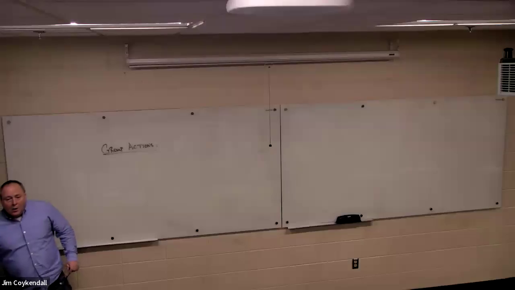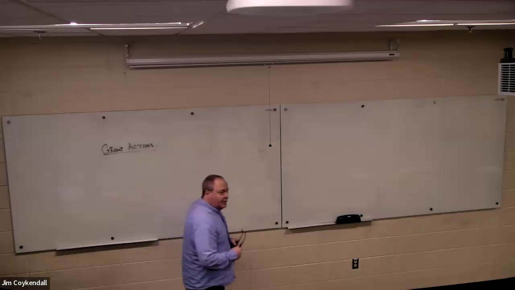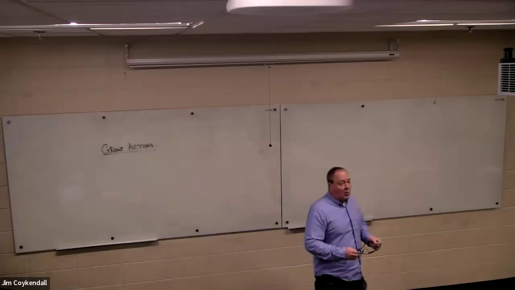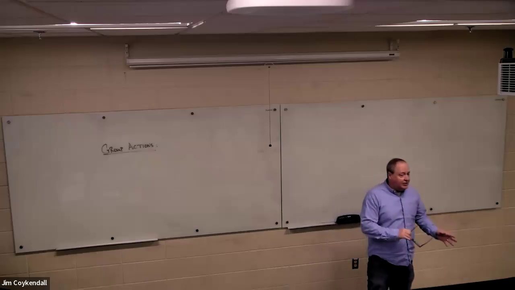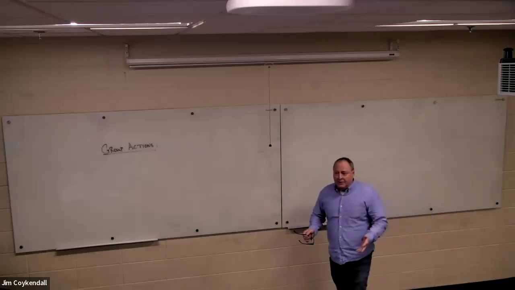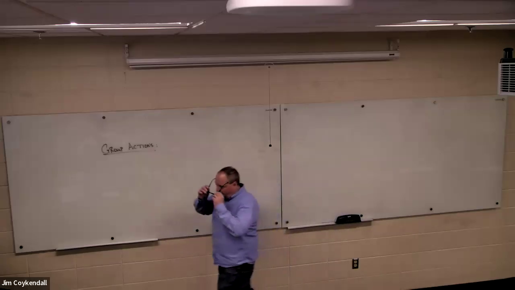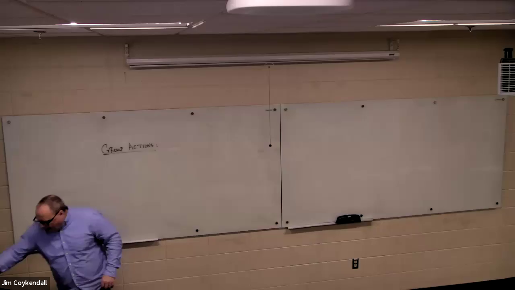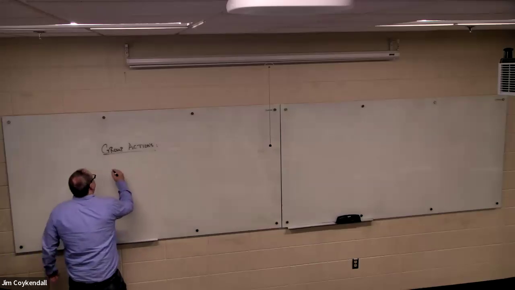Group actions. We've seen what a group action is before. We've looked at a number of examples of group actions. Now what we're going to do is go a little bit deeper. We're going to talk about group actions and permutations. We're actually going to apply this to a lot of very important theorems about the structure of groups. So I'm going to dive right into this with this big theorem here.